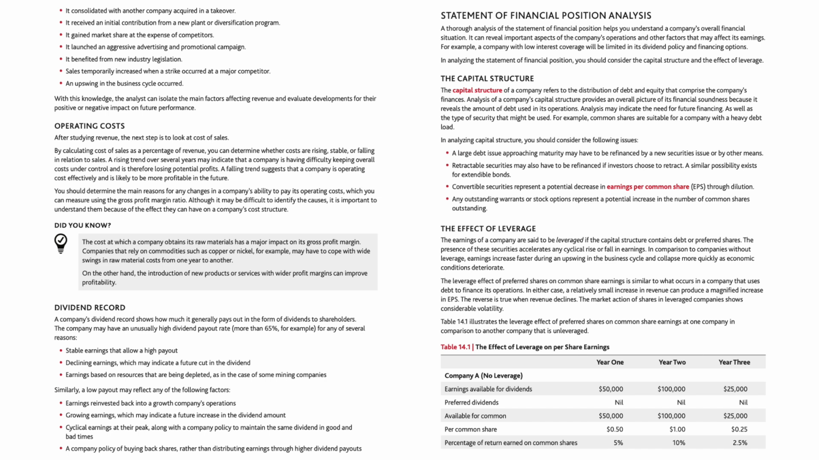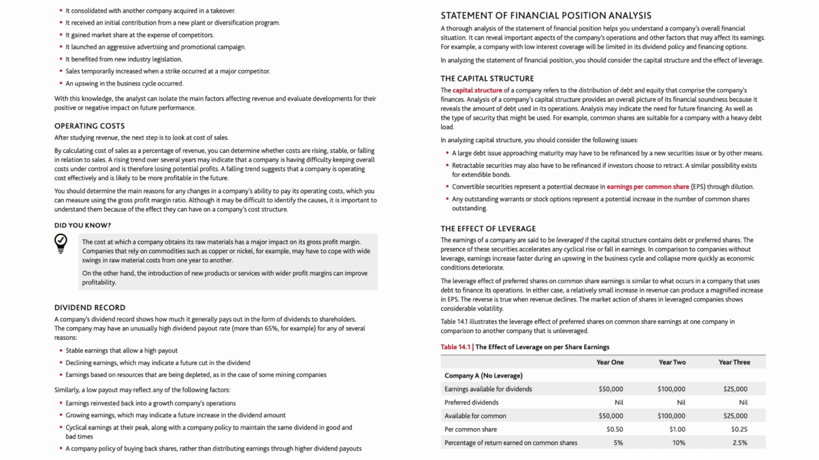The effect of leverage. The earnings of a company are said to be leveraged if the capital structure contains debt or preferred shares. The presence of these securities accelerates any cyclical rise or fall in earnings. In comparison to companies without leverage, earnings increase faster during an upswing in the business cycle and collapse more quickly as economic conditions deteriorate. The leverage effect of preferred shares on common share earnings is similar to what occurs in a company that uses debt to finance its operations.